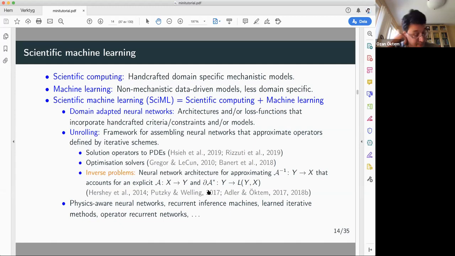These unrolled schemes also go under different names. They are sometimes called physics-aware neural networks or recurrent inference machines, or here you see other terms that are sometimes used for these unrolled schemes.